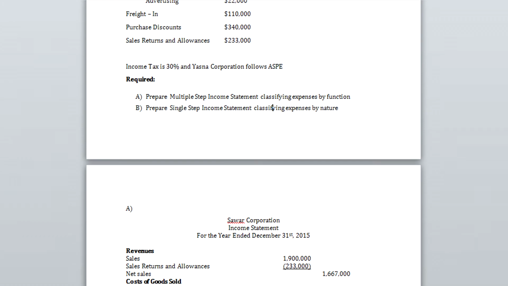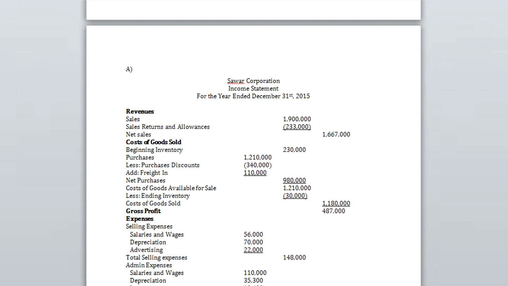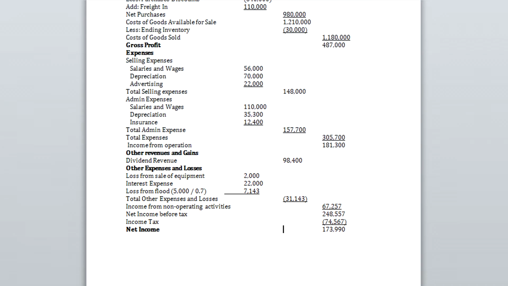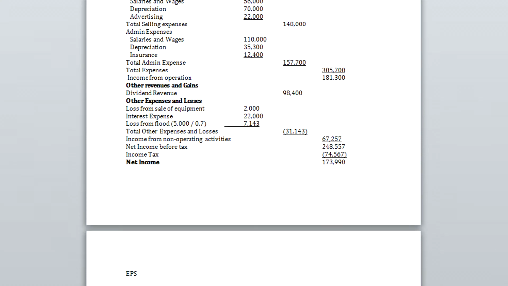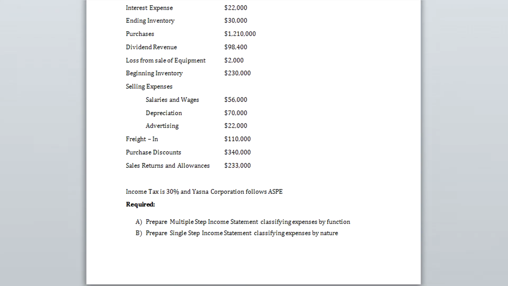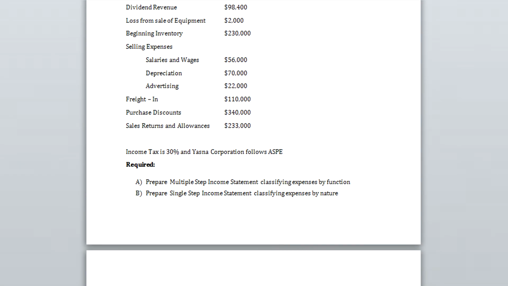One last thing though, before we move into part B here, which is preparing the single step, is that I just want to talk about ASPE and IFRS. In this case, it was ASPE, so this is how the multiple step income statement looks. If this was IFRS, there could also be another section here of comprehensive income, or other comprehensive income, I should say, and you would also be expected to calculate EPS at the end of it. Usually in the question, it would give you the number of common shares outstanding, and in that case, you have to calculate EPS at the end. In this case it's ASPE, so we don't have to do that. In the future questions to come, though, I will go over a multiple step income statement with IFRS.